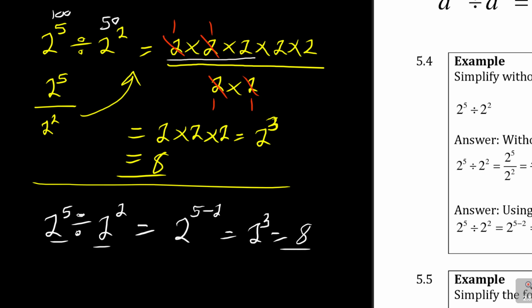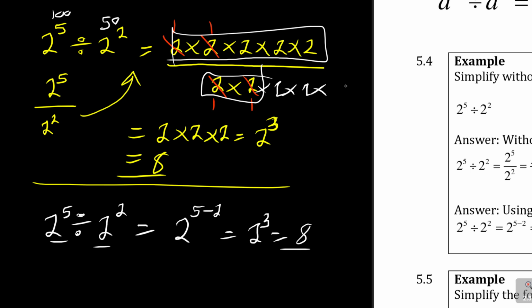You can't be multiplying this 100 times and this 50. You can't say 2 times 2 times 2 times 2, 50 times. You'll get tired. On top of that, 100 times, you'll get tired. You just apply the law.